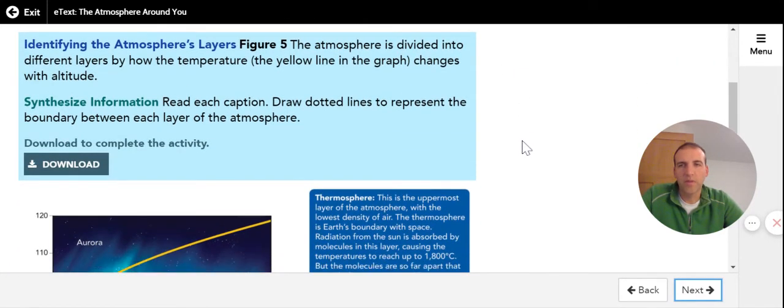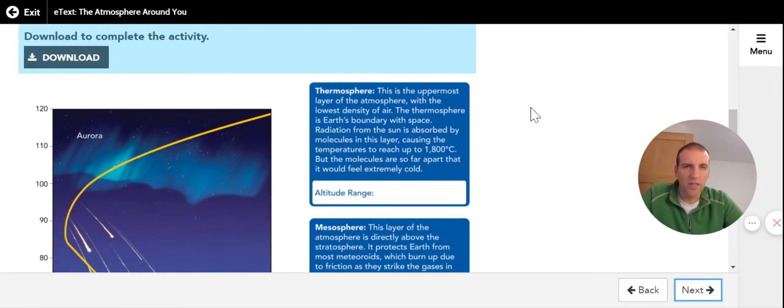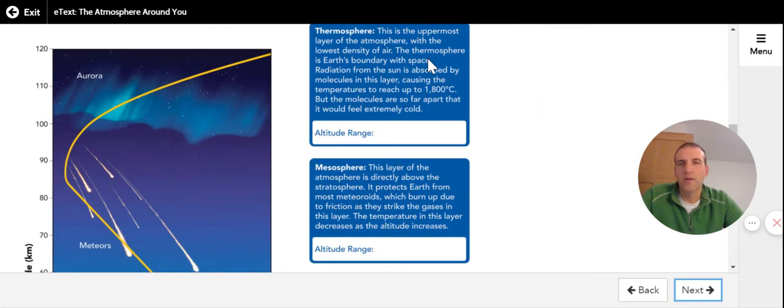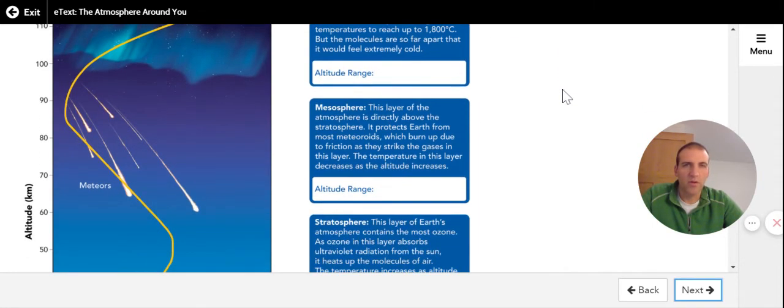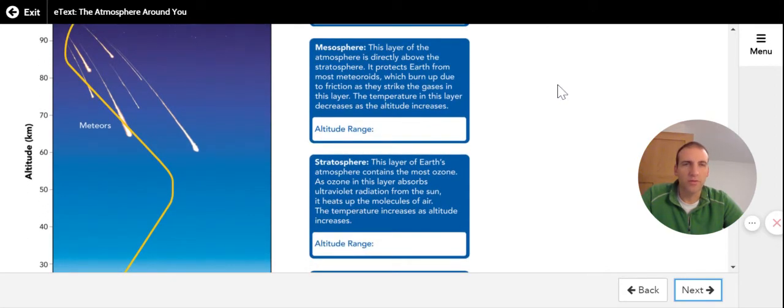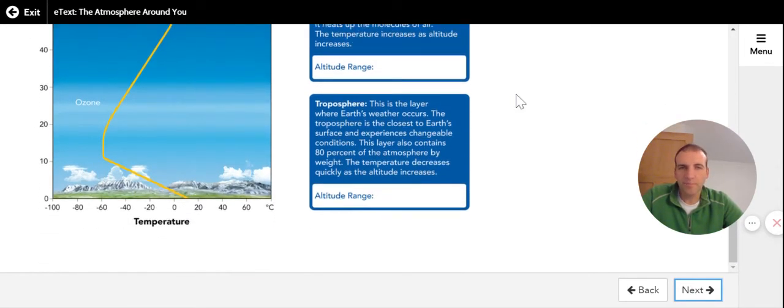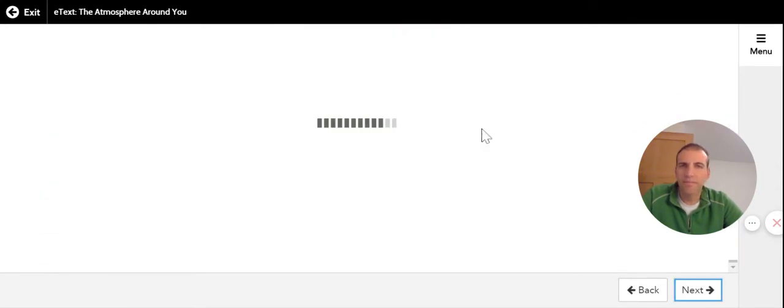There's a figure here that your teacher may have you label in a separate assignment, where you are filling in the altitude or the height of these different layers of the atmosphere. But that is something we're also not going to be doing in this assignment. We're just focused on reading the e-text and answering the questions that go along with that reading. So we'll continue on to the next slide.